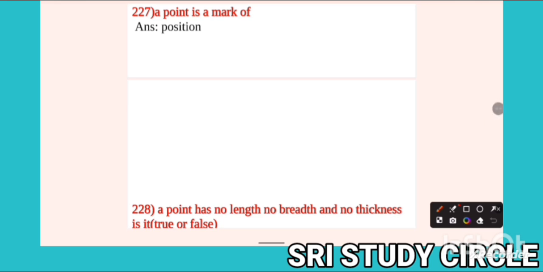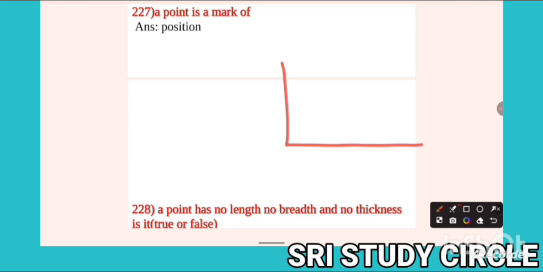Point is a mark of dash, that is a position of the object. In coordinate plane, that object's position is known as the distance from the x-axis and the y-axis to the object. That is the axial position of the point in coordinate plane.